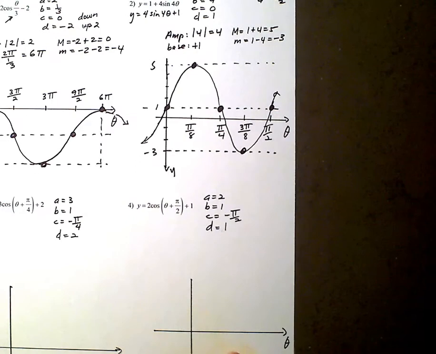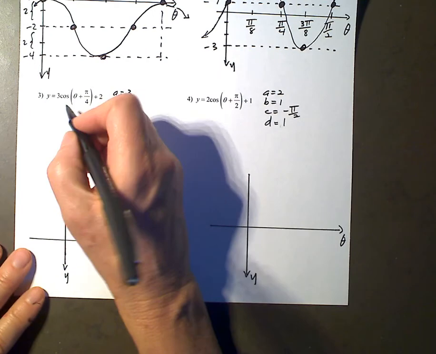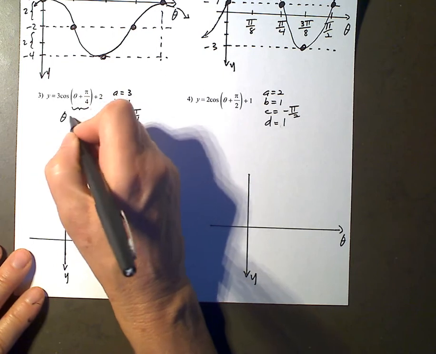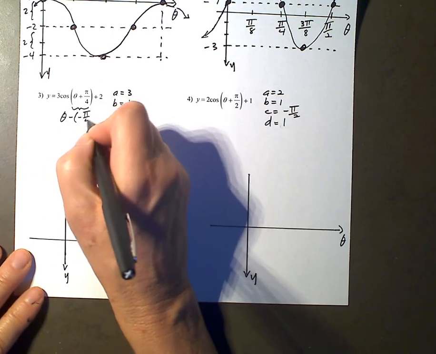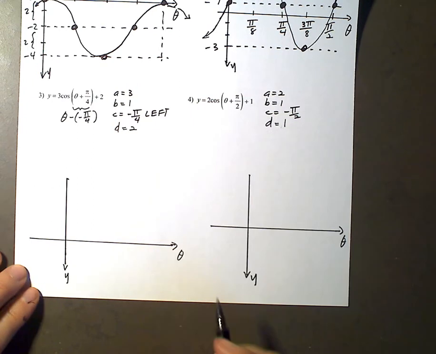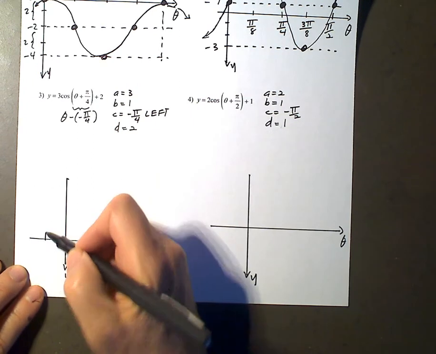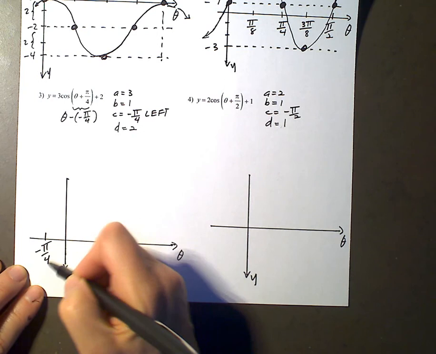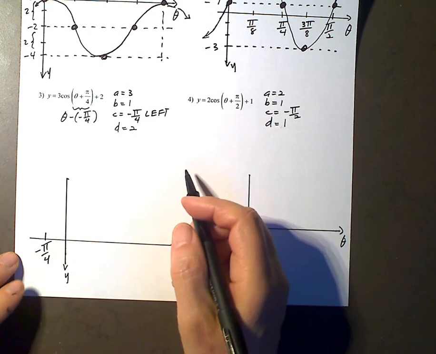Okay, number 3. This one we're going to have a phase shift. This is theta minus -pi over 4. So our phase shift is left, to -pi over 4. So if I make this -pi over 4, then let's see, what are we dealing with here?